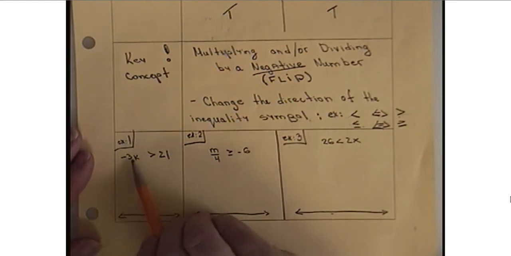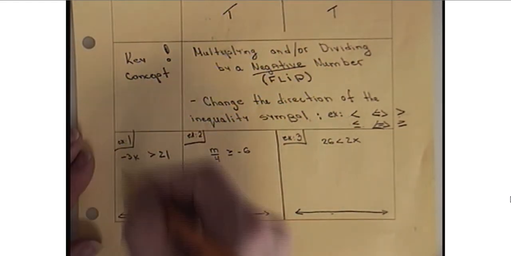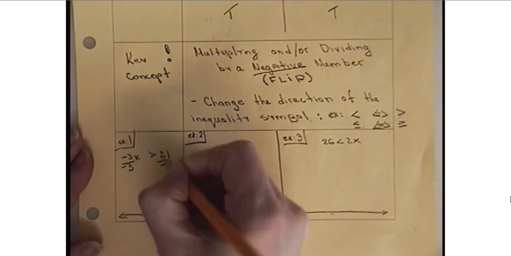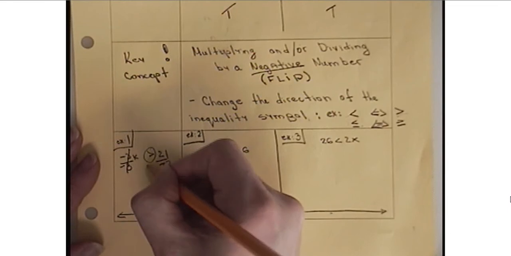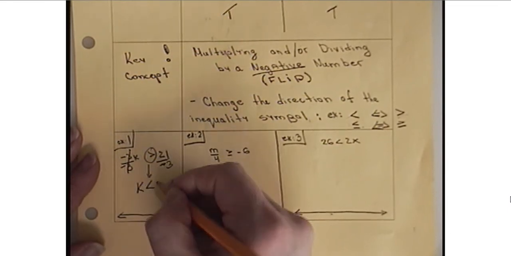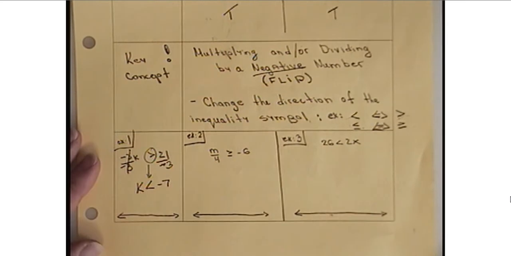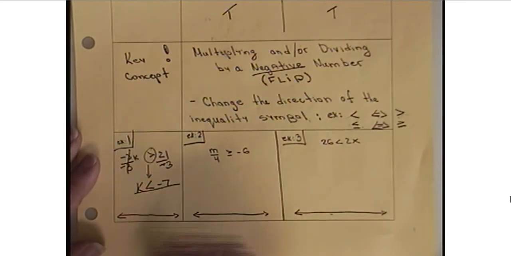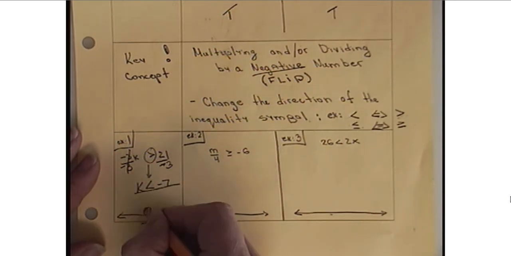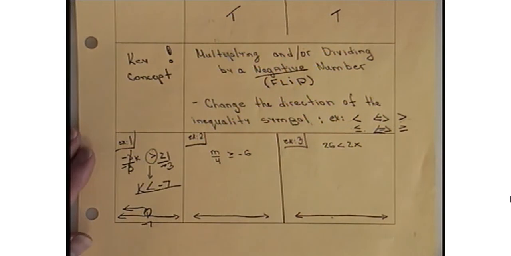Negative 3k greater than 21. So we will divide by negative 3. And because we're dividing by a negative, we're going to flip the sign from greater than to less than, and we will say k is less than negative 7. Once you calculate correctly, the final thing will be to graph it. So negative 7 right here, open circle, all k values will be less than. And you're done with this example.